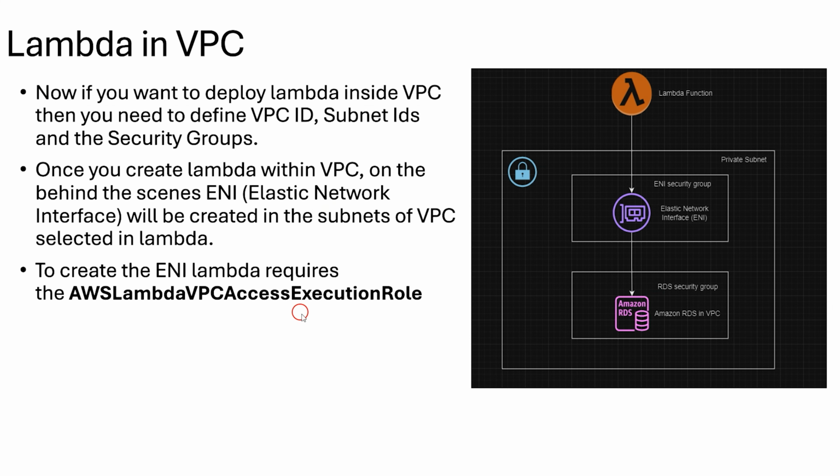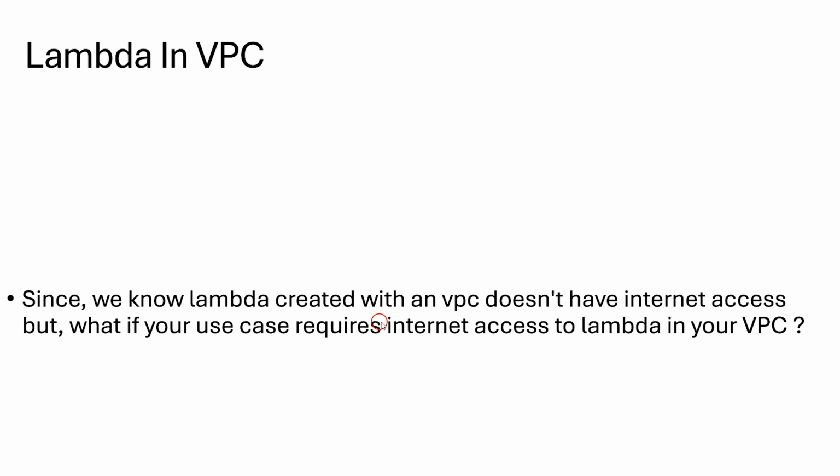So you have to remember that if you create a Lambda within a VPC, Lambda has to create an ENI, that is elastic network interface. Without an ENI, Lambda cannot access any other AWS resource within the VPC. So to access other AWS resources, Lambda should have this elastic network interface, and to create the elastic network interface, Lambda should have this execution role. So whenever you're configuring Lambda within a VPC, don't forget to add this execution role. Okay, so we'll move to the next point.